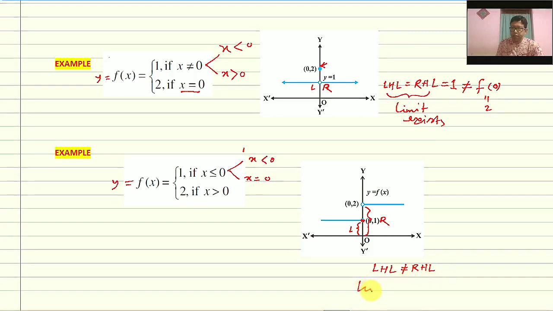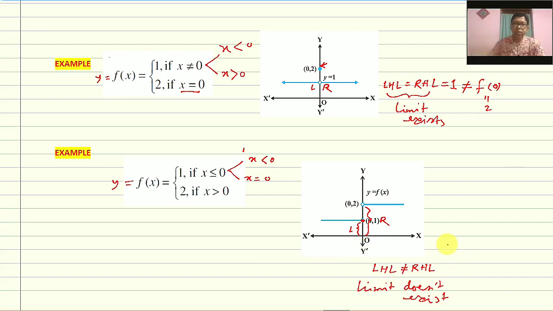The limit doesn't exist. And not only that, f of 0, that is 1, is not equal to 2. So for this, the function is not continuous at the point x is equal to 0. So this is another example of discontinuity.